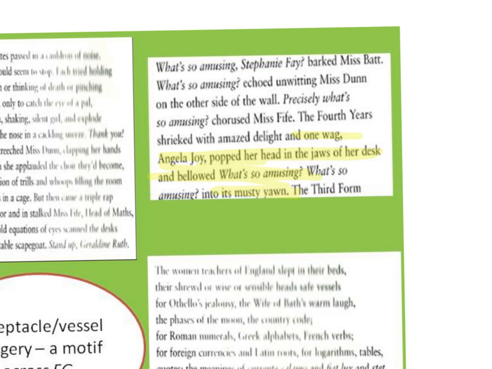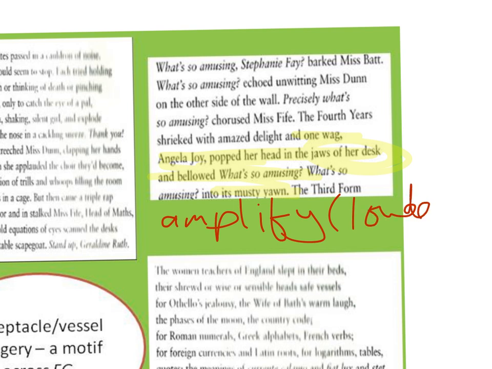Into its musty yawn. So there's a receptacle there, a container, an empty container. So again, that's not a negative female stereotype. What this actually does, I guess, is allow Angela Joy to amplify her joke, which is at the teachers and at the expense of authority. So there's their voice being amplified, and again just lends to the increasing and swelling hysteria here.